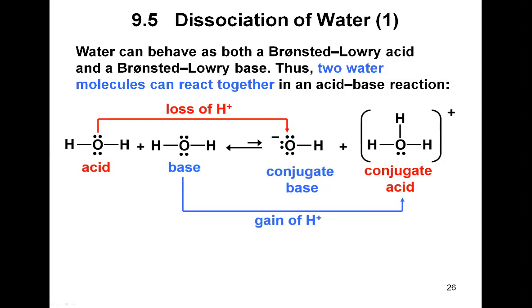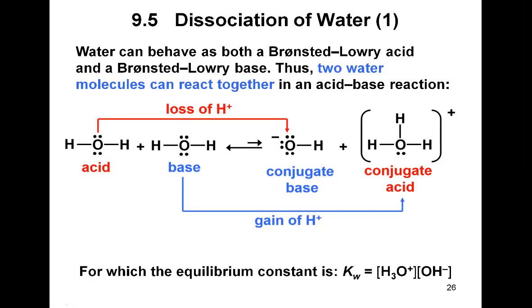So if we write the equilibrium constant for this equation, again, it's the concentration of the products over the concentration of the reactants. And so here, let's call it Kw. Kw is the concentration of products, which means H3O+ times OH-. They have no exponent because their coefficients are 1.